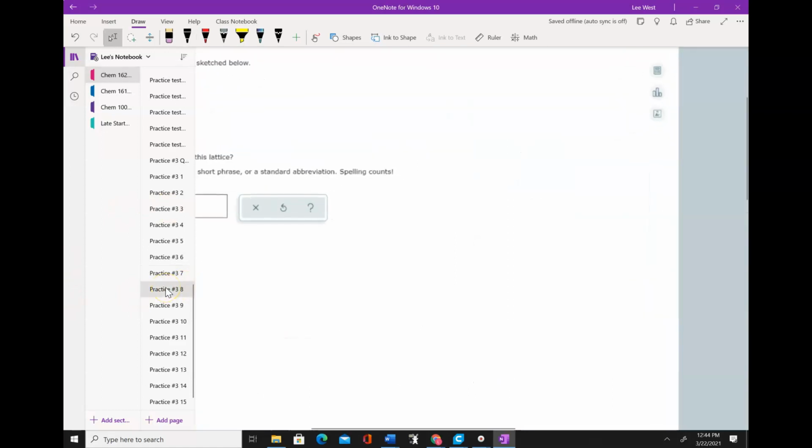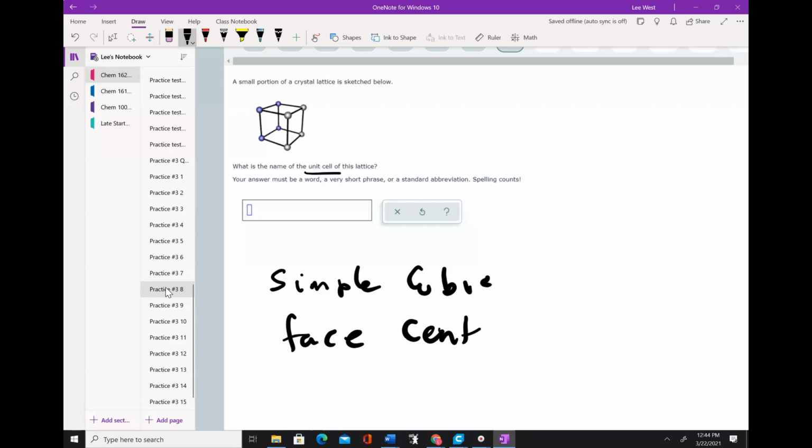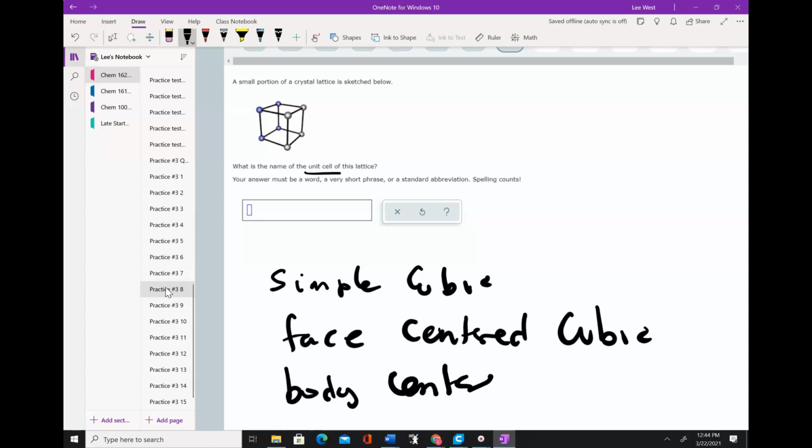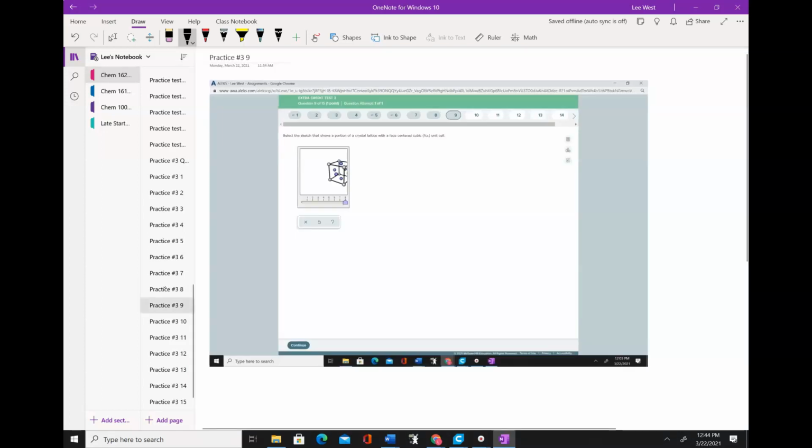Okay. A small portion of a crystal lattice is shown below. What is the name of the unit cell? So it's either going to be simple cubic, face-centered cubic, or body-centered cubic. So hopefully you can see that this one is very clearly simple cubic. You can put it as SC if you want. Okay.